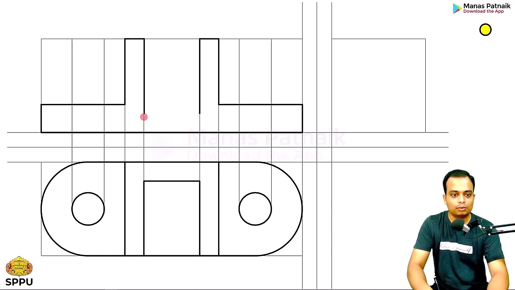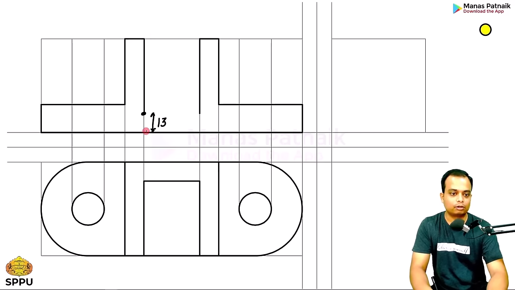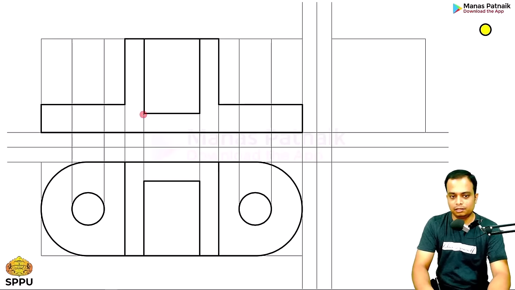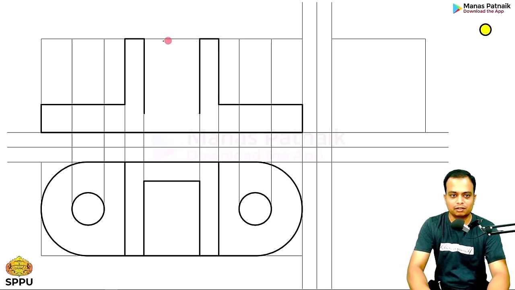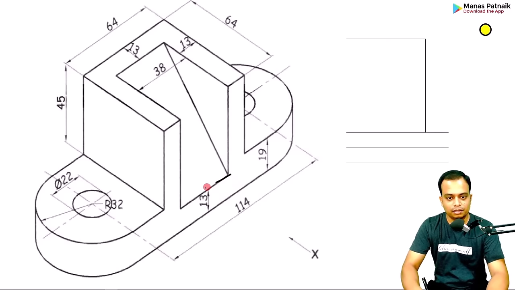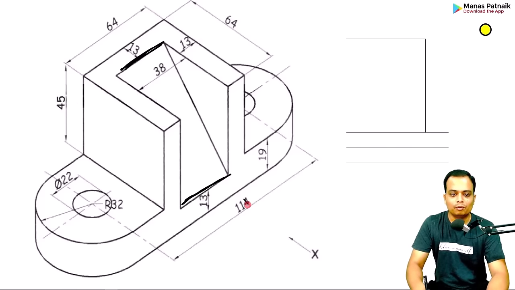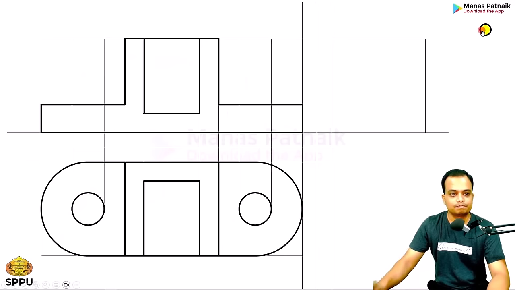If you don't want to go down, you can mark this point, which is at a height of 13 millimeters. So that also is a reference, right? And then join. Done. Sir, this line we can understand. What about this line, sir? Why do you darken this line? The bottom one, yes sir, we understood. This is the top one, right? From where are you looking, sir? We are looking at it from the front, and that's the line which I've just drawn. Easy peasy, done sir. Anything else?